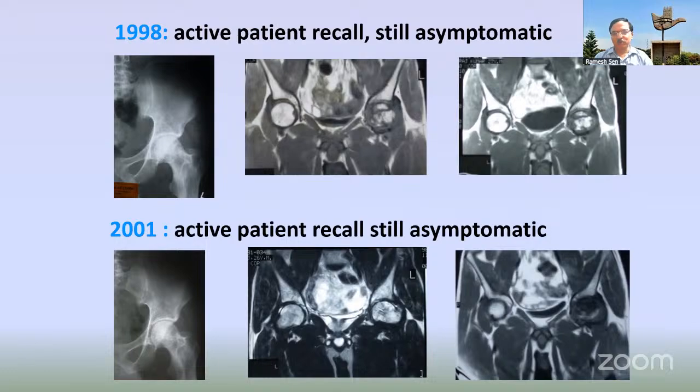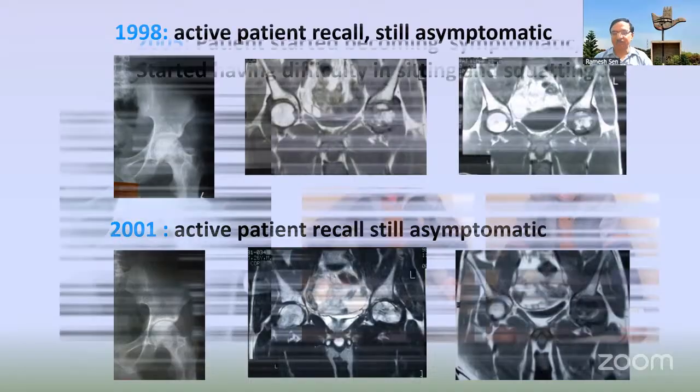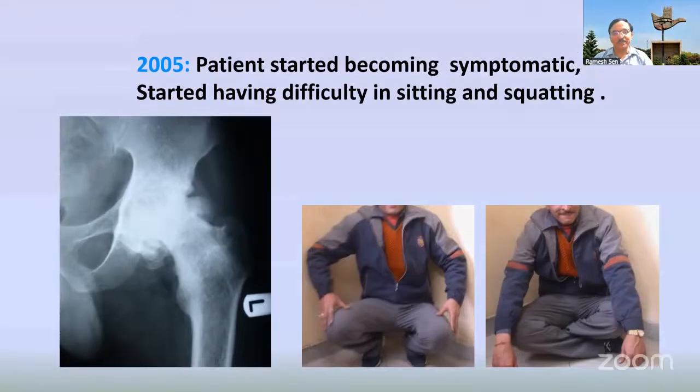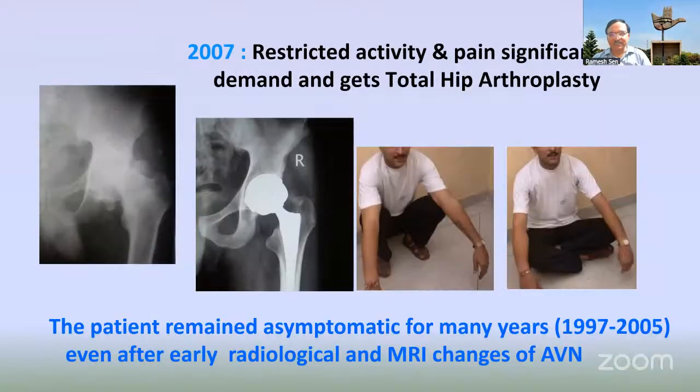In 2001, the patient was as active, doing everything, asymptomatic, though we see the MRI changes were really getting bad. It was in 2005 when he started feeling problems, and you can see the X-ray at that stage. Now he started having pain exactly about 7, 8 years after the avascular necrosis which we had diagnosed on MRI.